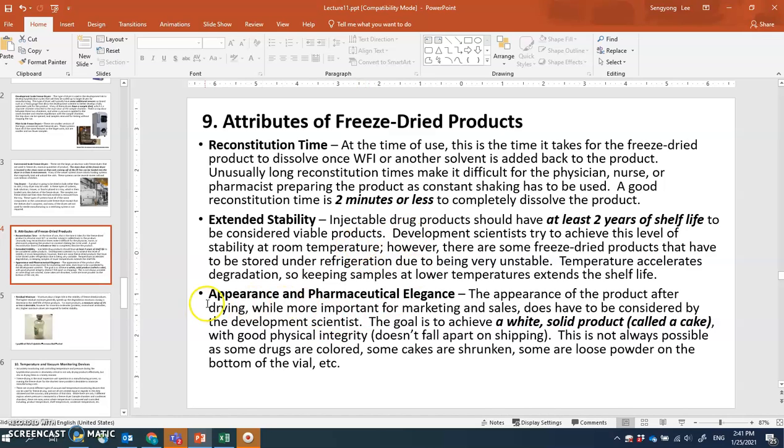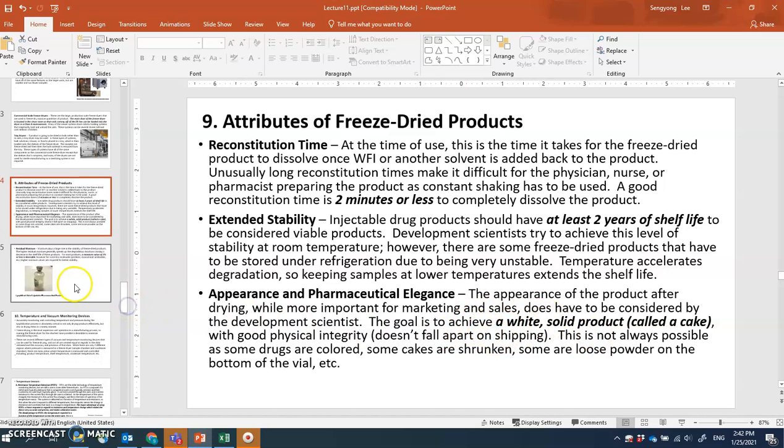And then appearance and pharmaceutical elegance. Okay, so the freeze-dried cake, does it look good? Does it give you the cake kind of condition, the white solid product, which is not destroyed, which is not floating in the vial? So you have to have a very elegant cake in your product.